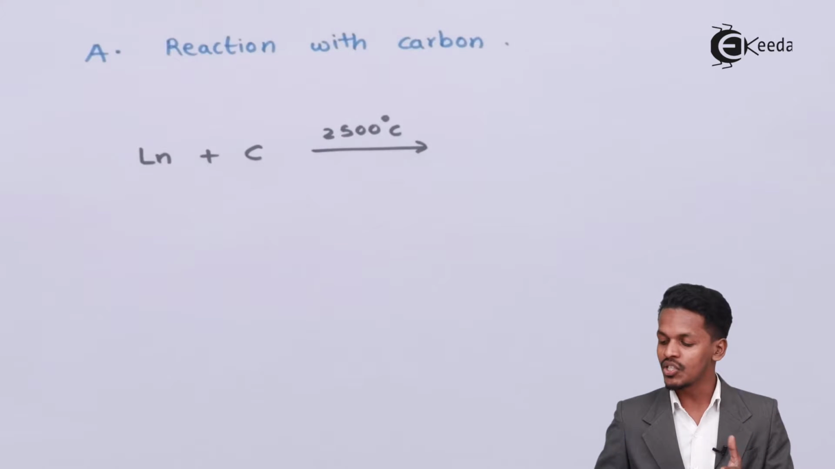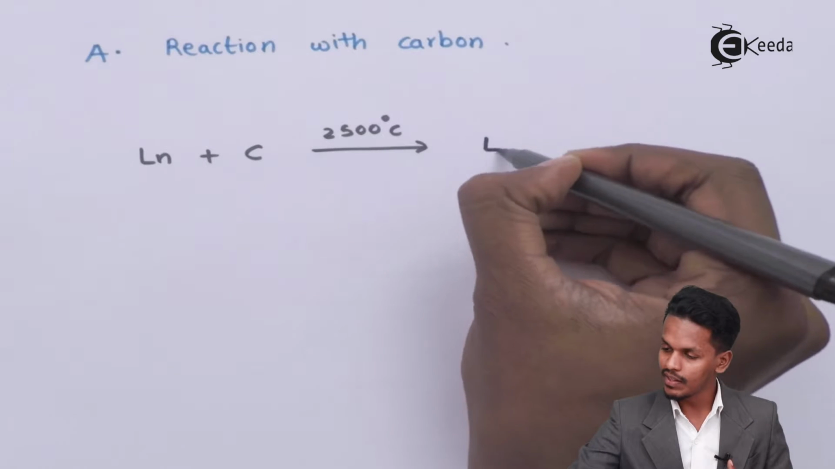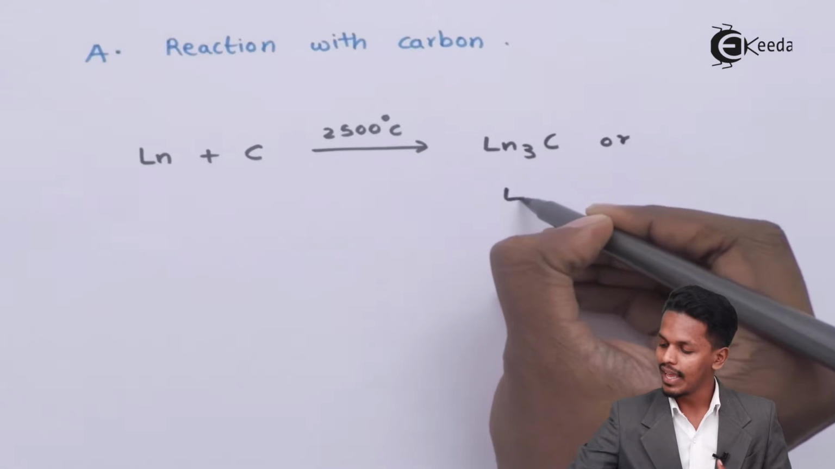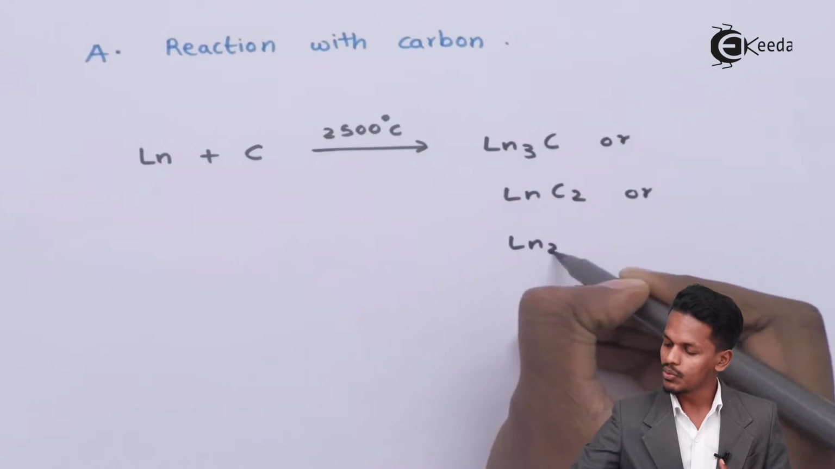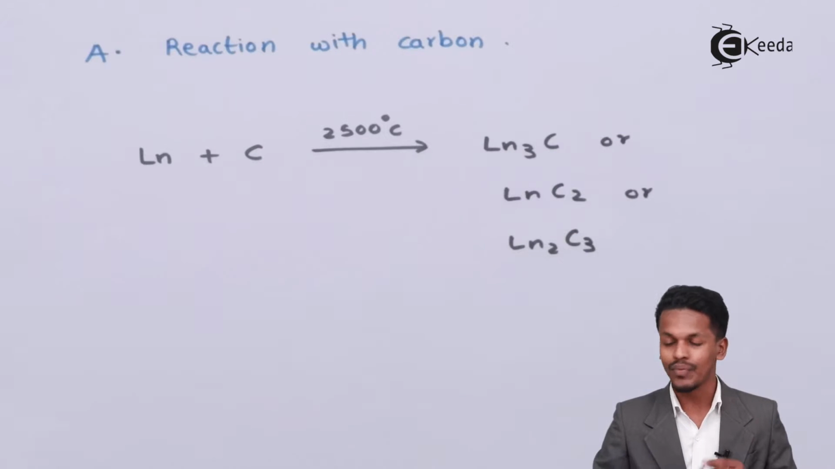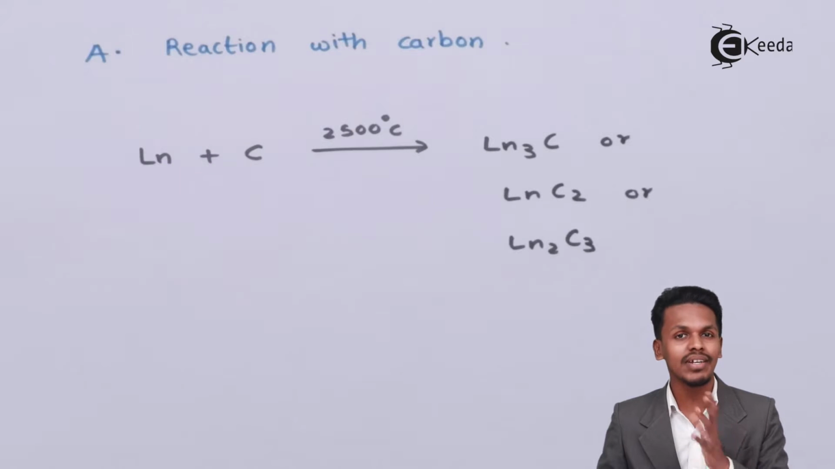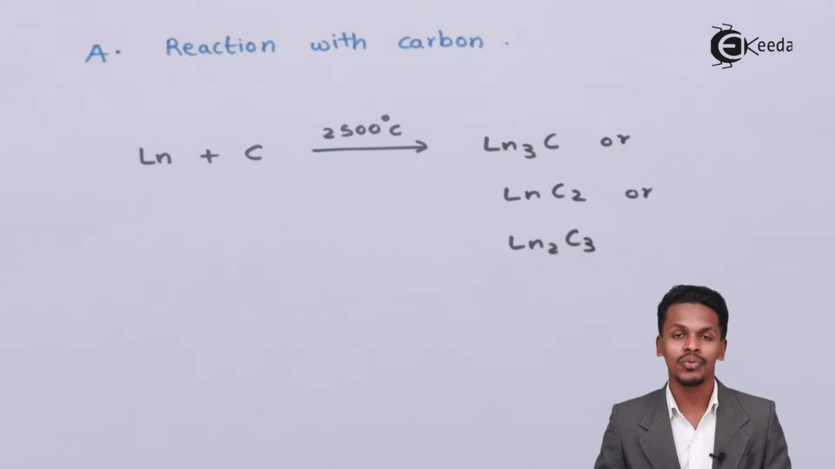At this temperature we could obtain lanthanoid carbides, which could be either Ln3C, or LnC2, or Ln2C3. So these are the different lanthanoid carbides that we could get, depending upon which element it is. So this was the general reaction of the lanthanoids with carbon. And now let us move on to the next one.